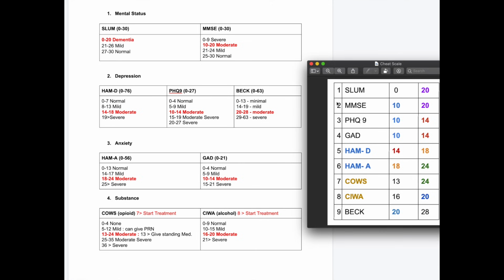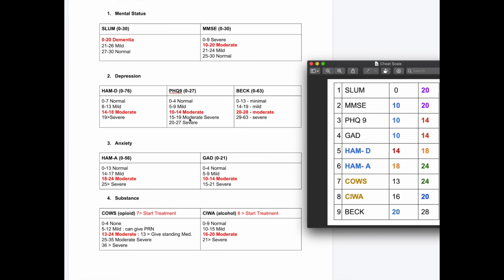So I hope this little scale helped you to know what the moderate is. This way you can know which direction is headed to normal and which direction is headed to severe. So any scale under depression, which is HAM-D, PHQ-9, Beck, anything lower number is normal, anything higher number is severe. So when you have these number ranges for moderate, lower than 14 is mild, and greater than 18 or say 19 is considered severe.